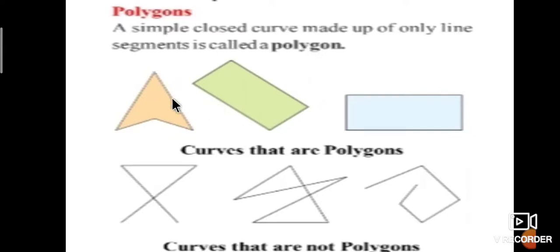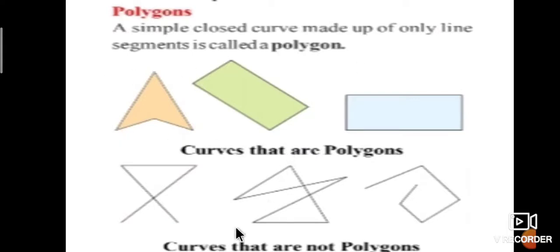In these polygons, this is one polygon, this is another polygon, this is another polygon. A simple closed curve made up of only line segments. These are closed figures. These are all called polygons. So what is a polygon? A simple closed curve made up of only line segments is called a polygon.